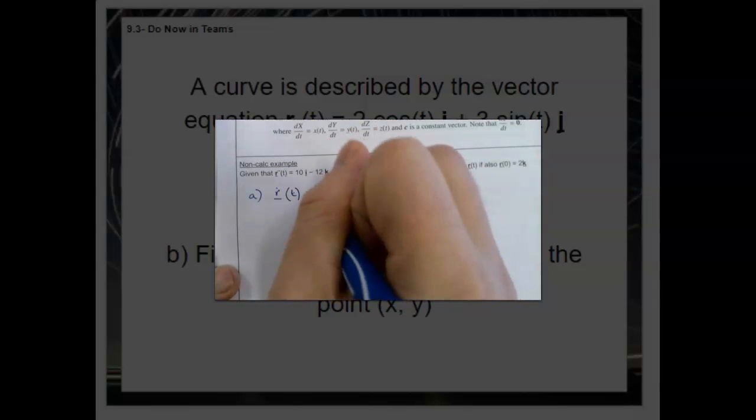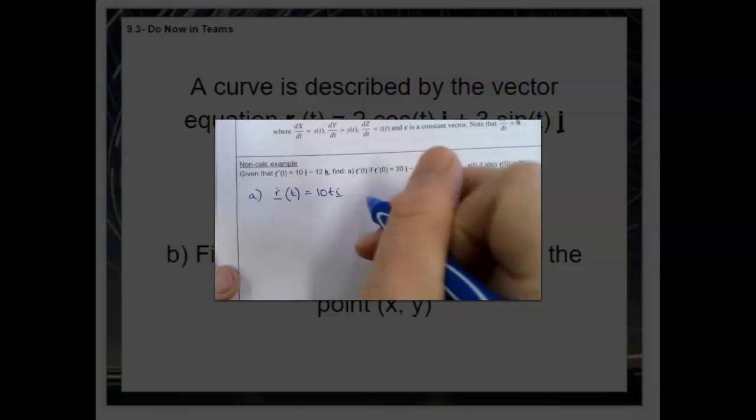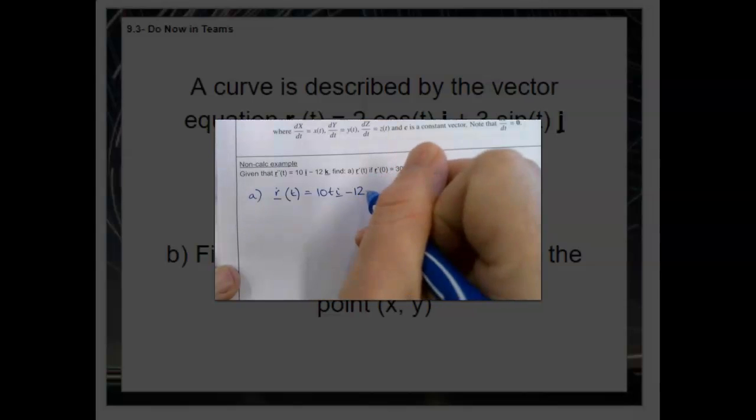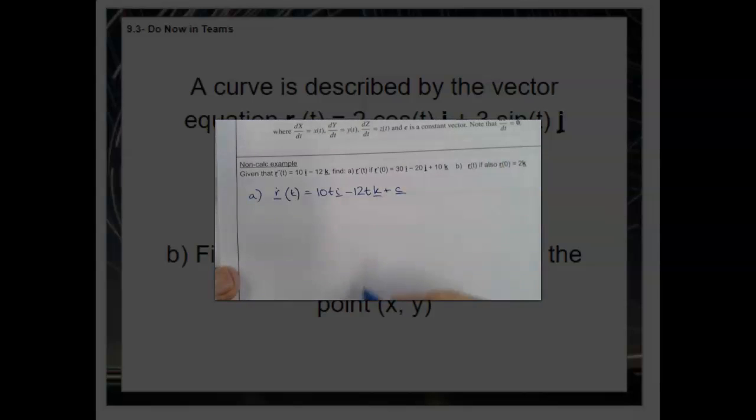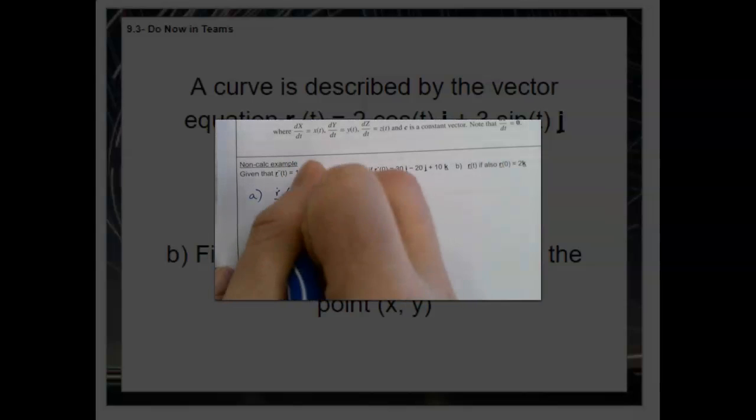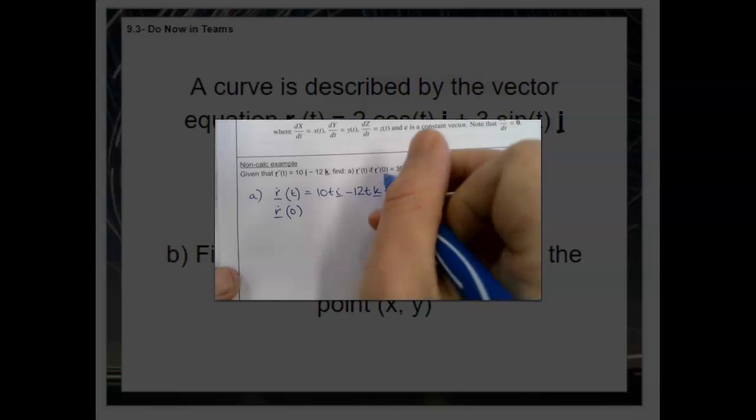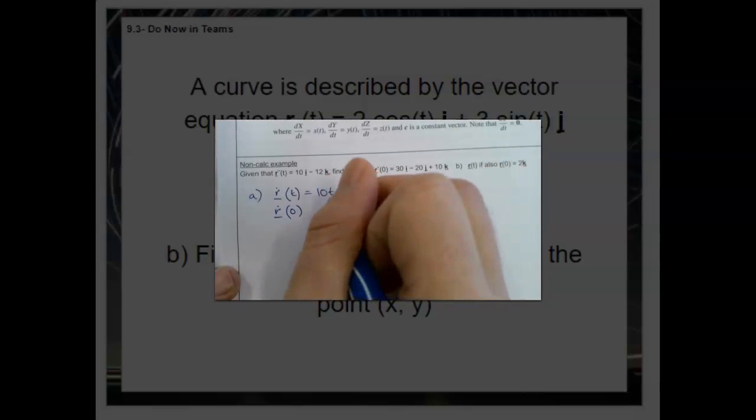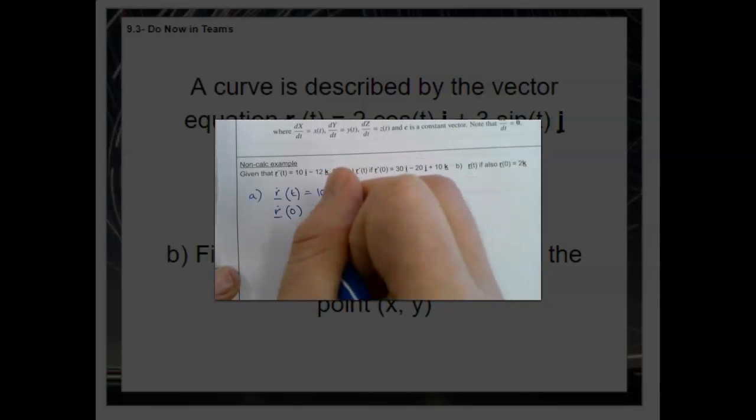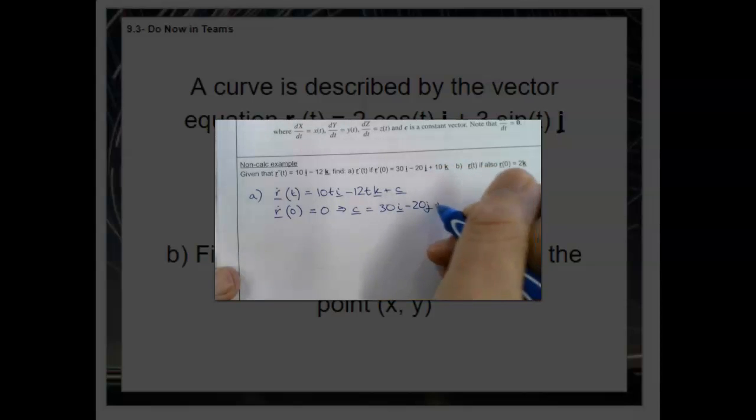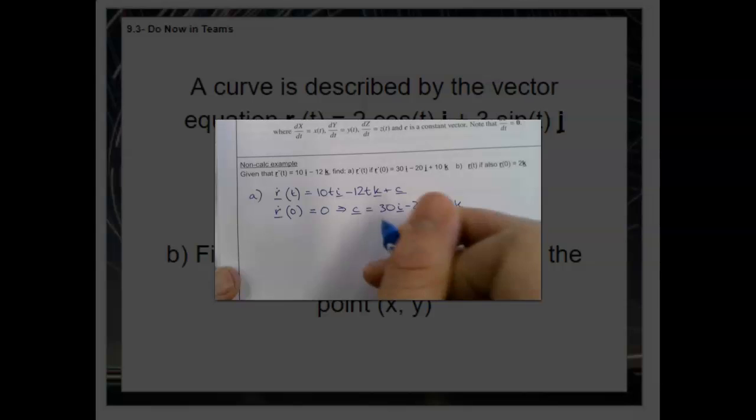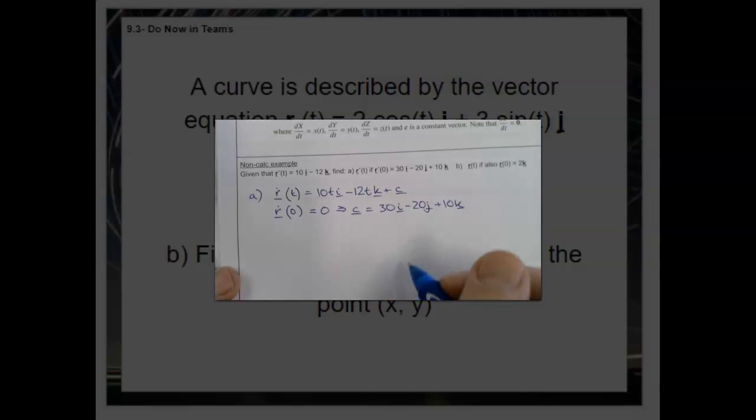Integration of 10i would give me 10ti. Integration of minus 12k would be minus 12tk. And then I've got to add a plus c vector. I'm going to substitute in the initial condition they give me. T is 0, both of these components are 0. So this tells me that c must be that vector that they've given as the initial condition. So c is 30i minus 20j plus 10k.